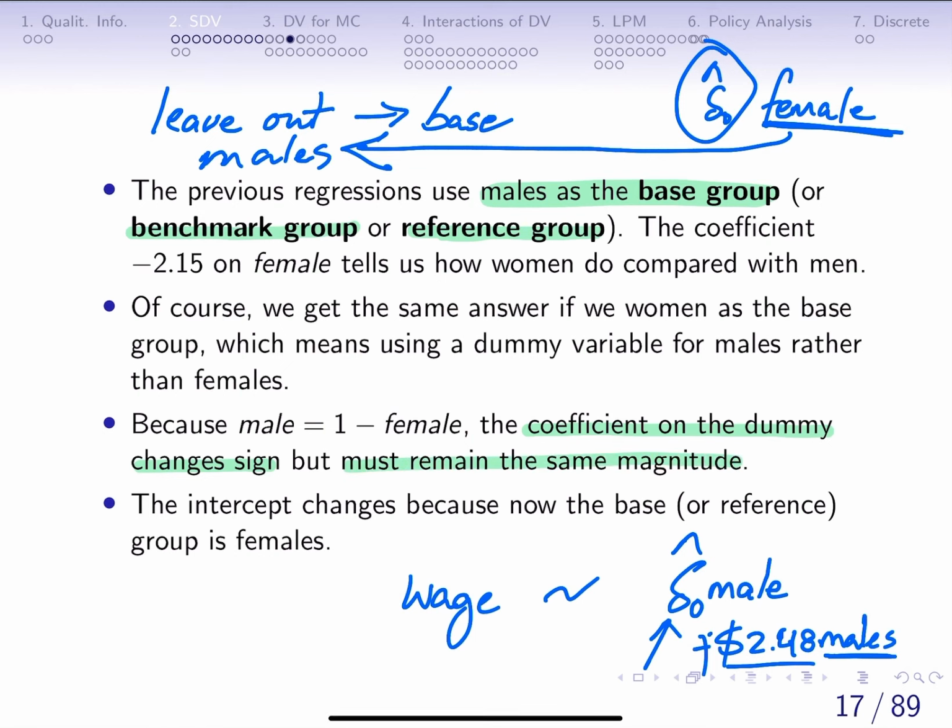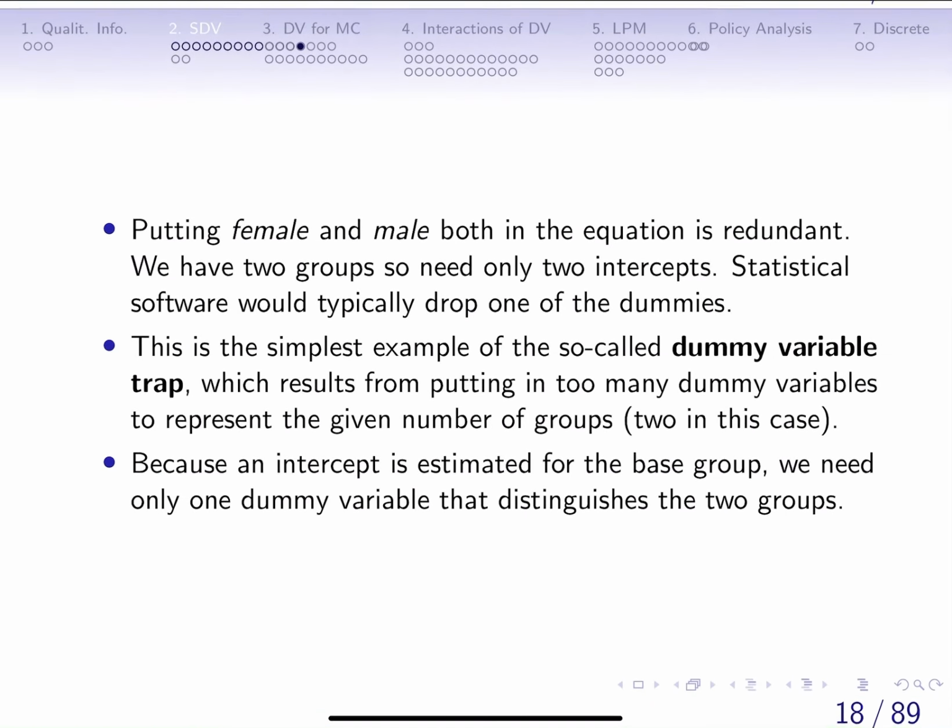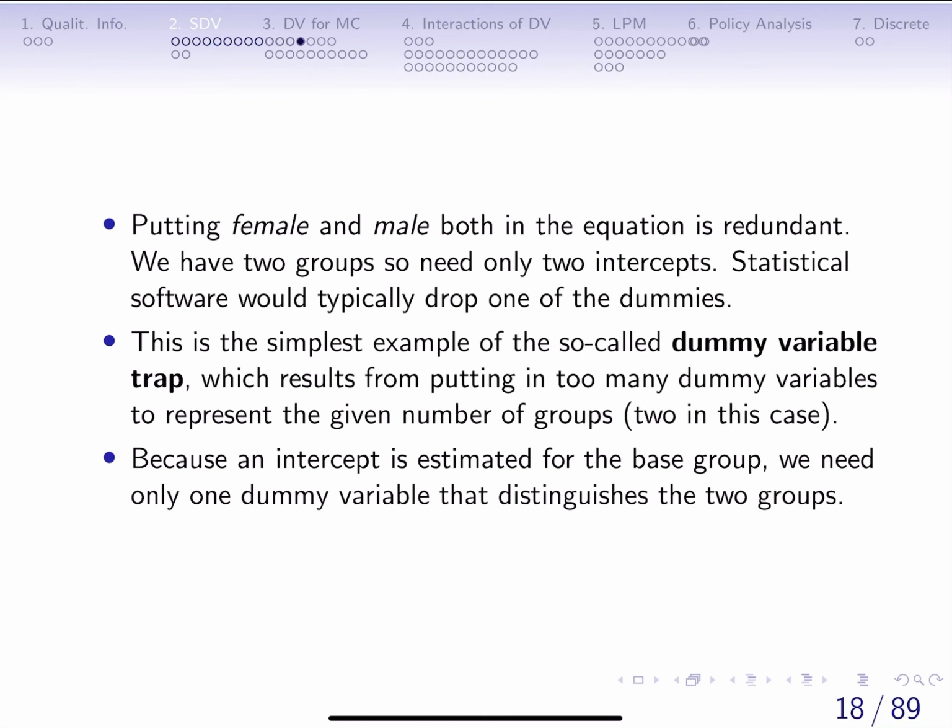Okay, and remember that if you are regressing wage on males, then the category that's the benchmark or the reference group or the base group is females. That's the category you left out. Okay, so now remember that whenever you have two categories, females and males, putting both females and males in the equation is redundant. If we have two groups, we only need two intercepts. One intercept is being captured by beta naught, which is telling you what's going on with males if you have female in the regression, right?